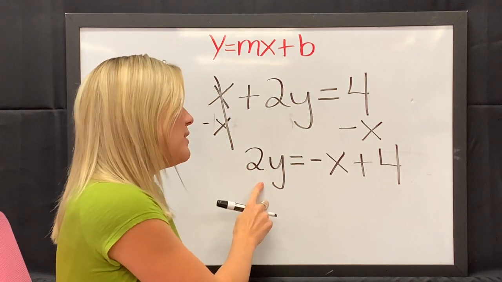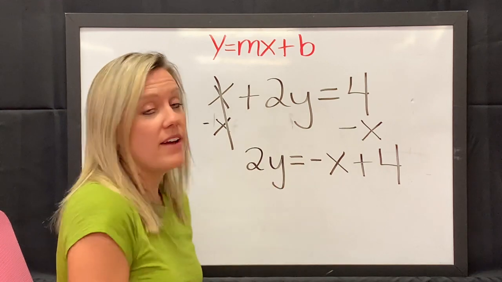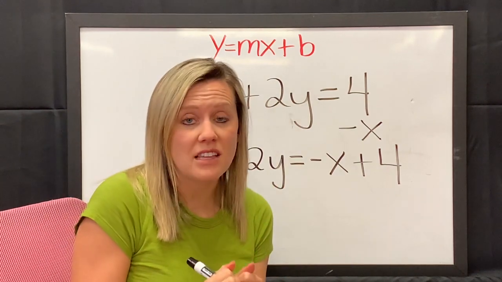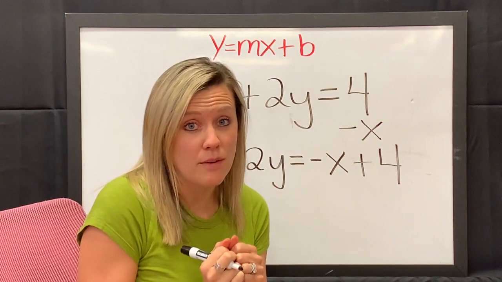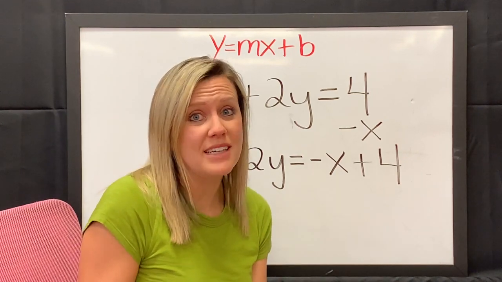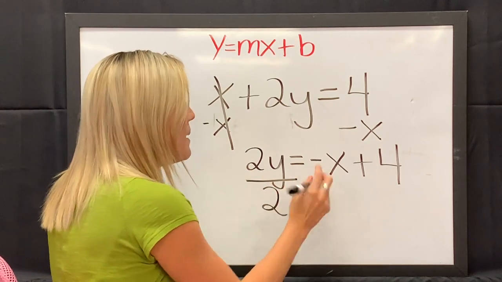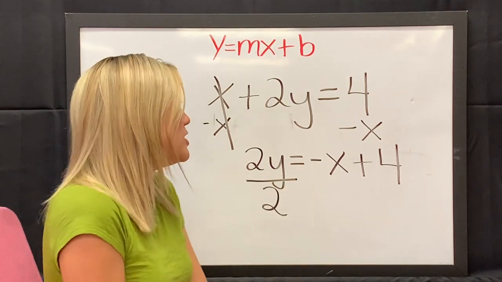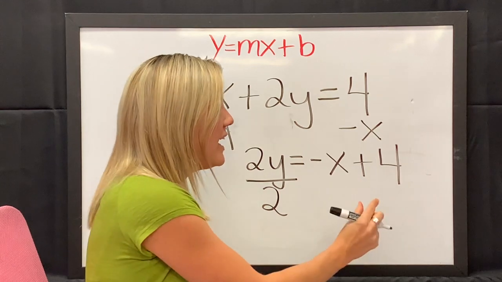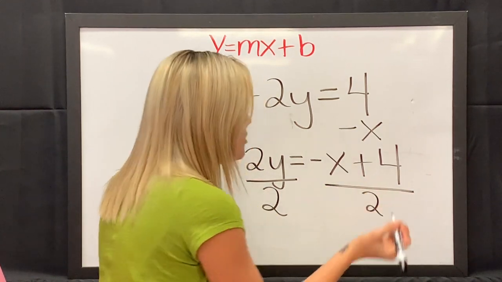I just have to get rid of this 2. And if you look at it, when a number is right by a variable, that implies that they're being multiplied together. So the opposite, or to undo multiplication, is division. So I'm going to divide this by 2, but I need to keep these equal. So whatever I do on this side, I have to do on this side. So I'm going to divide this whole thing by 2.